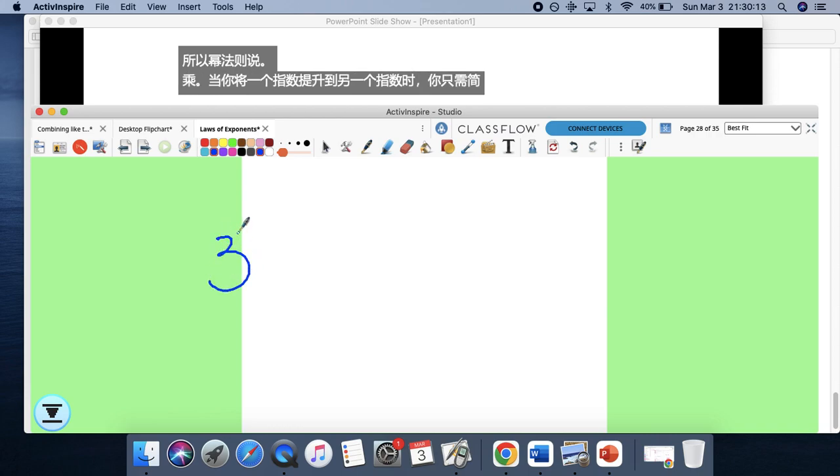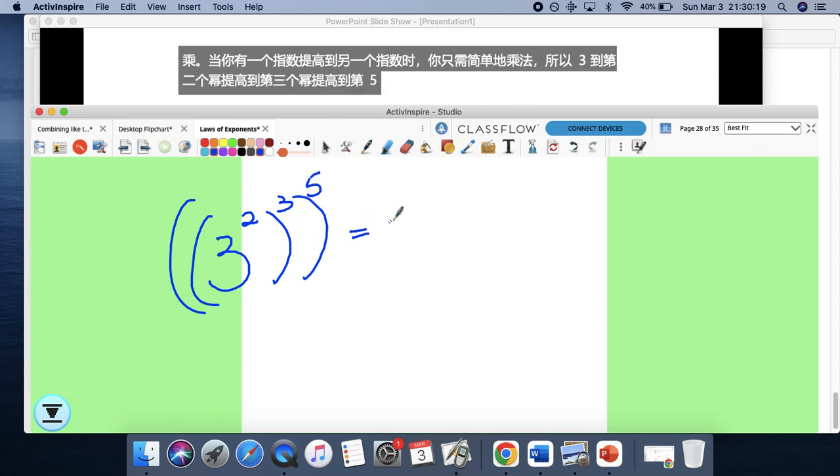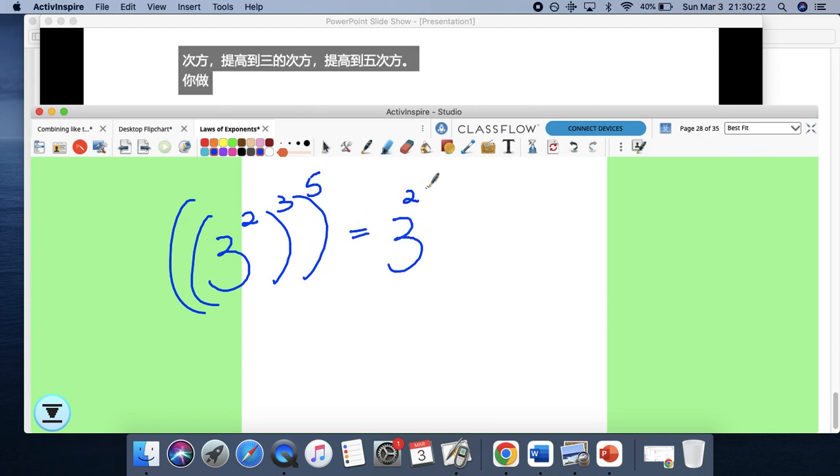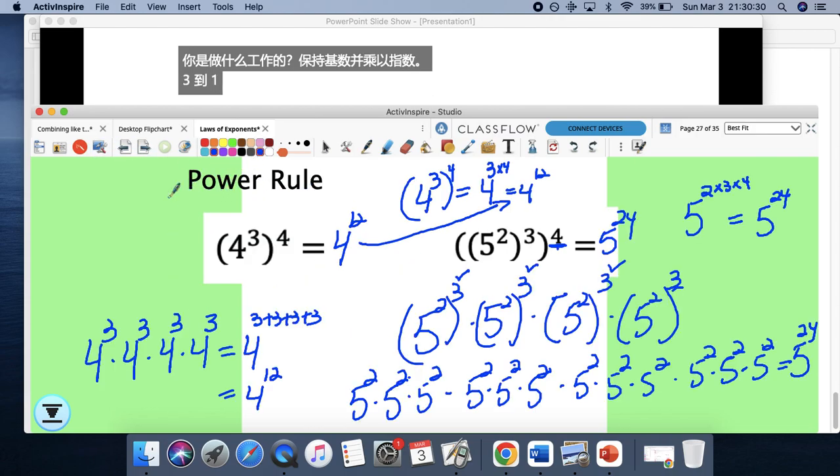So 3 to the second power raised to the third power raised to the fifth power. What do we do? We keep the base and we multiply the exponents. 3 to the 30th. Okay. So the power rule says exponent to exponent, you keep the base and multiply the exponents.